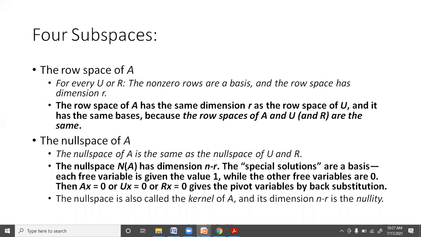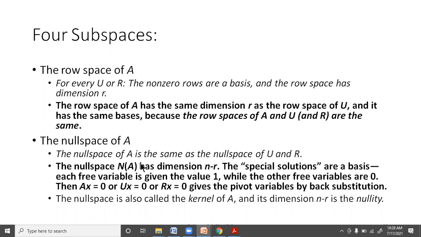From U and R, we just find the independent or pivot columns, and the dependent or free columns. Then, depending upon which are the pivot columns, the corresponding columns of A are the ones which should be taken to find the column space, whereas the null space of A is the same as the null space of U and R, because we are talking about Ax equal to 0.